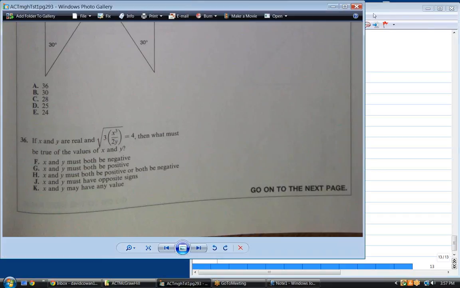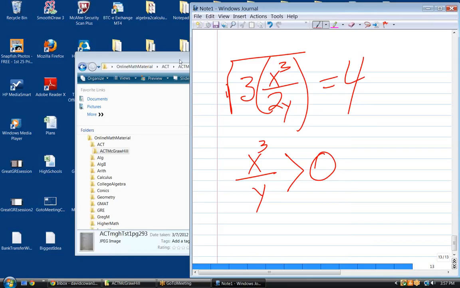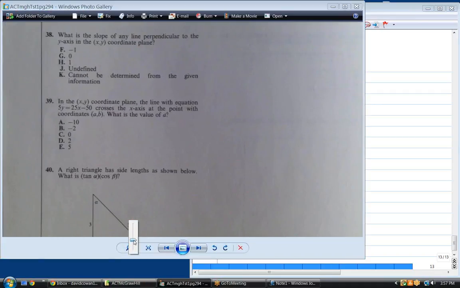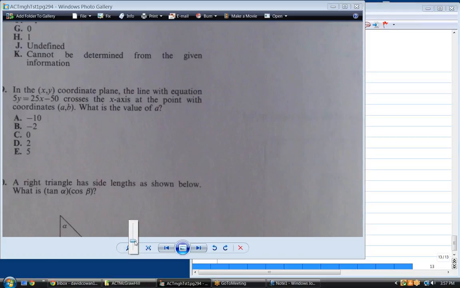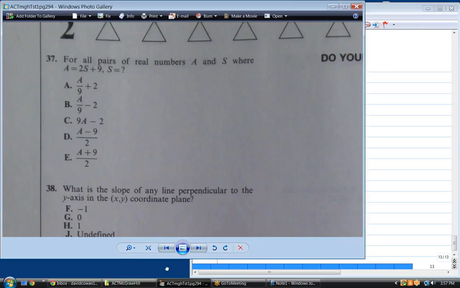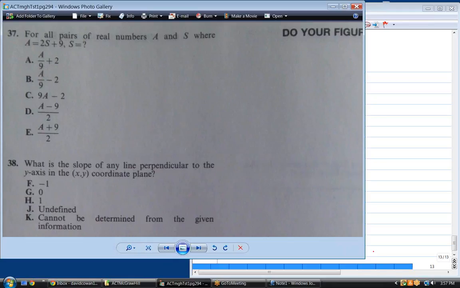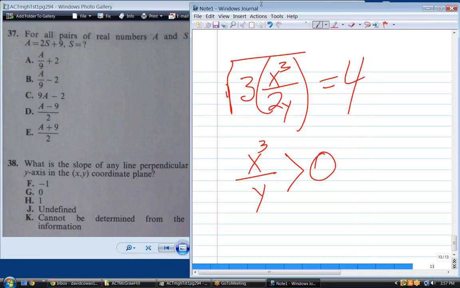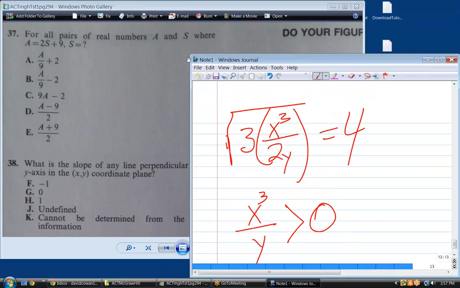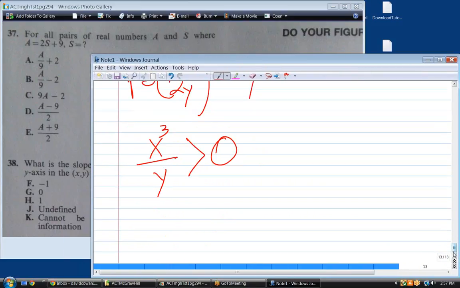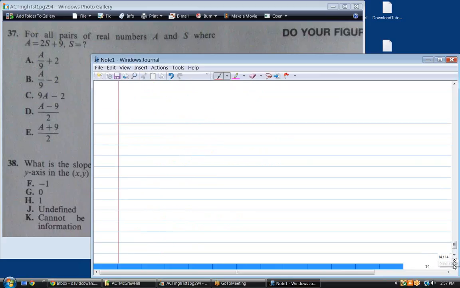Let's try to do one more here. Actually, I'm encouraged. I think you've done real well today. Well, thank you. Now, what kind of math are you taking in class right now? Algebra 2?